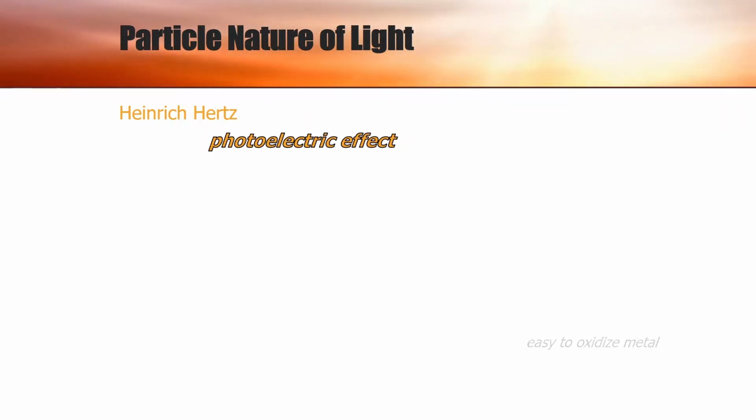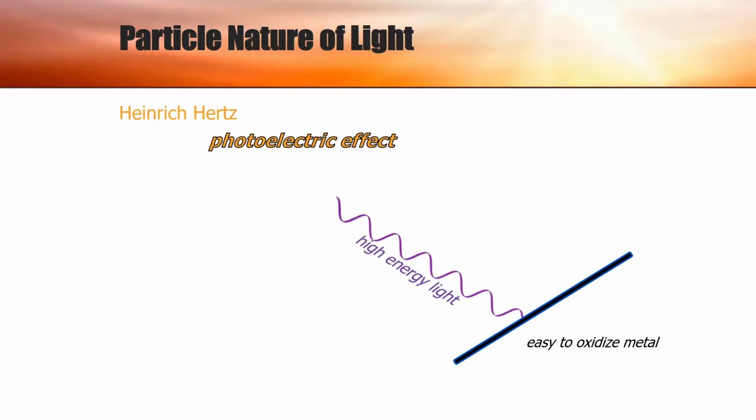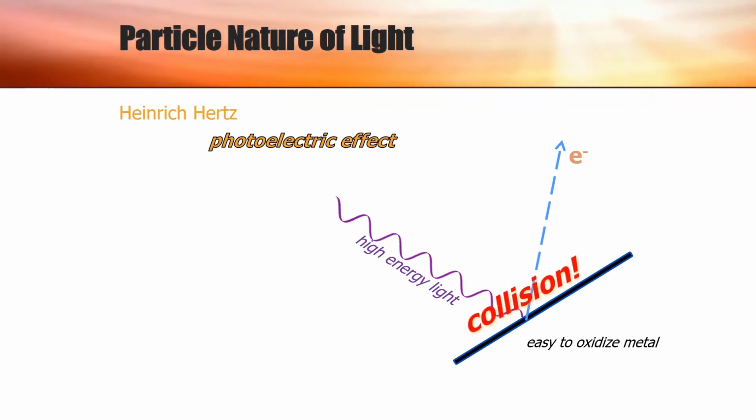If we take an easy-to-oxidize metal, one that loves to give up electrons, and then shine high-energy light on the surface, we discover that electrons may start flying off the surface. This effect was used to build very sensitive instruments to measure light intensities. These devices were called photomultiplier tubes, or PMTs. Now, what was most startling about this discovery is what it implied. Light collides with the atoms in the metal, causing the electron to fly off the metal.